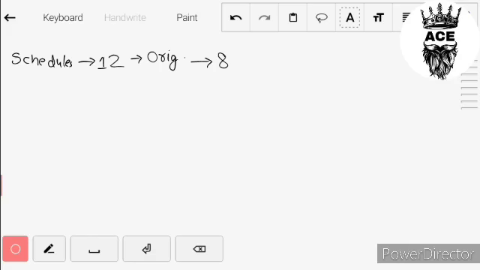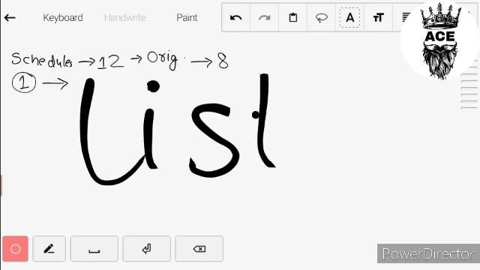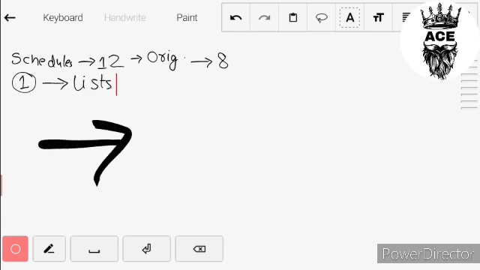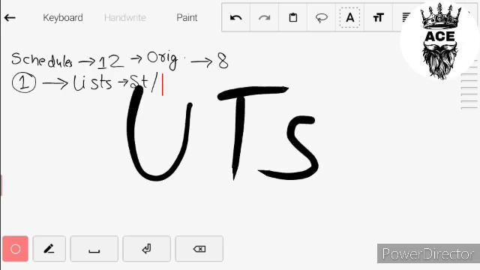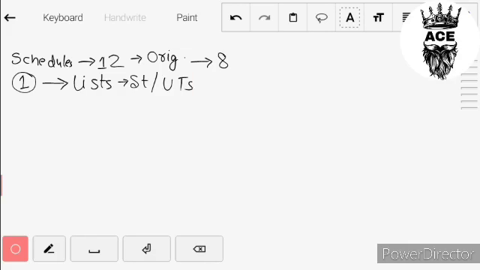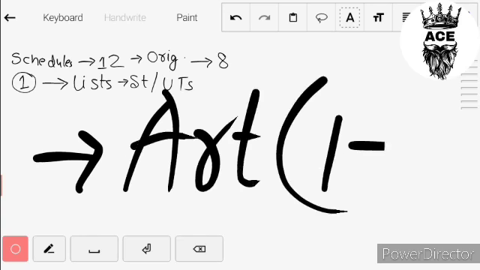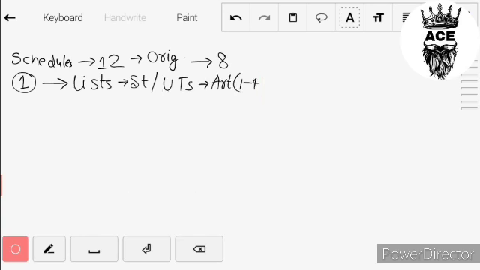So in these schedules, we will discuss the first schedule. The first schedule discusses the list of the states as well as the UTs of India. Which articles comprise it? Articles number 1 to 4 comprise the list of the states and the union territories.